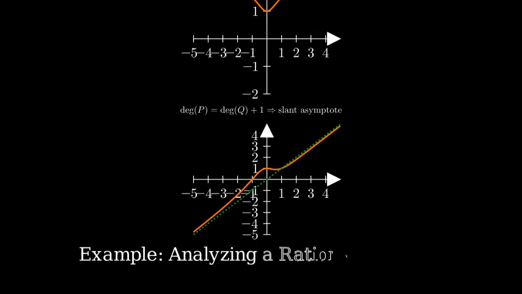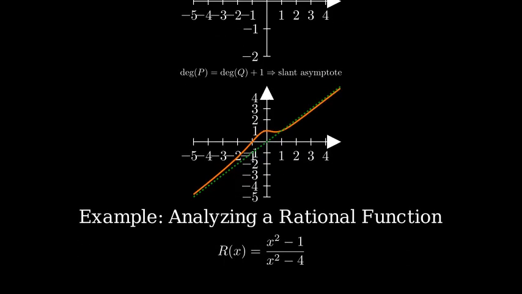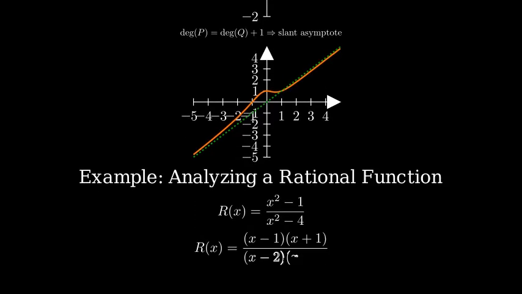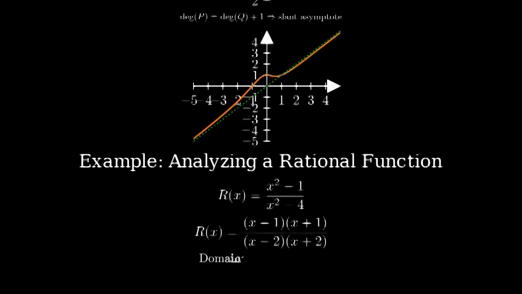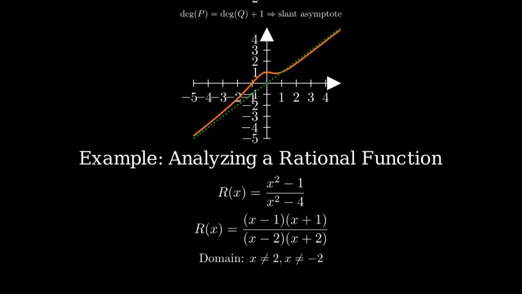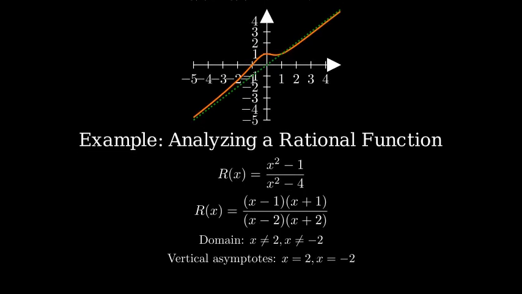Let's analyze an example. R of x equals (x squared minus 1) divided by (x squared minus 4). First, we factor the numerator and denominator. The numerator becomes (x minus 1)(x plus 1), and the denominator becomes (x minus 2)(x plus 2). The domain excludes x equals 2 and x equals negative 2, which are the zeros of the denominator. There are vertical asymptotes at x equals 2 and x equals negative 2.